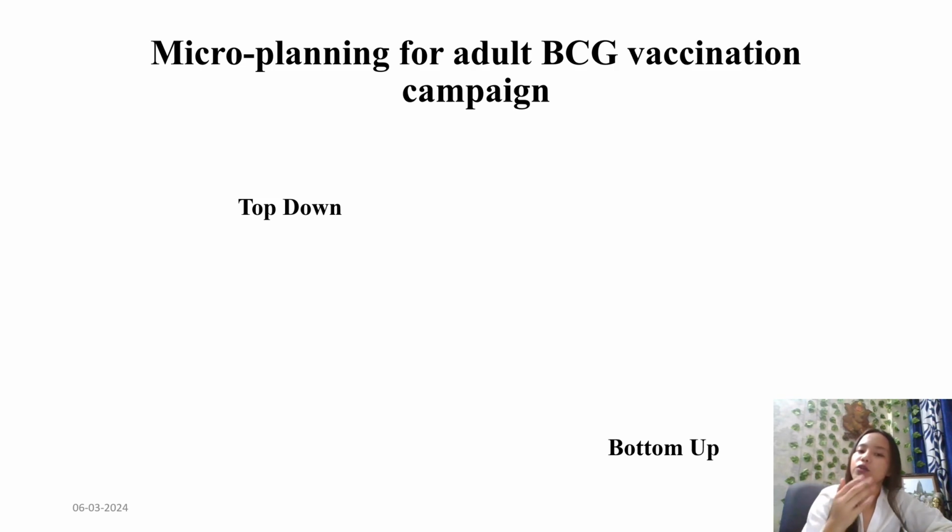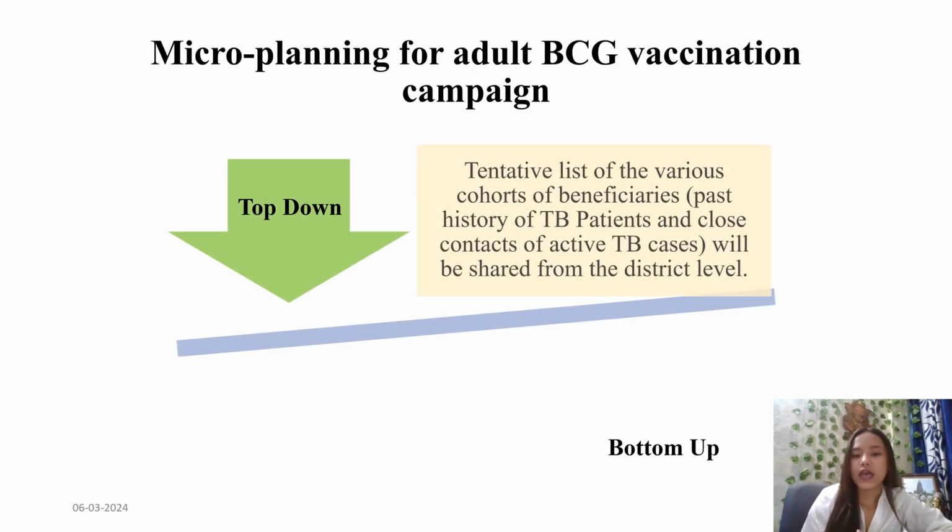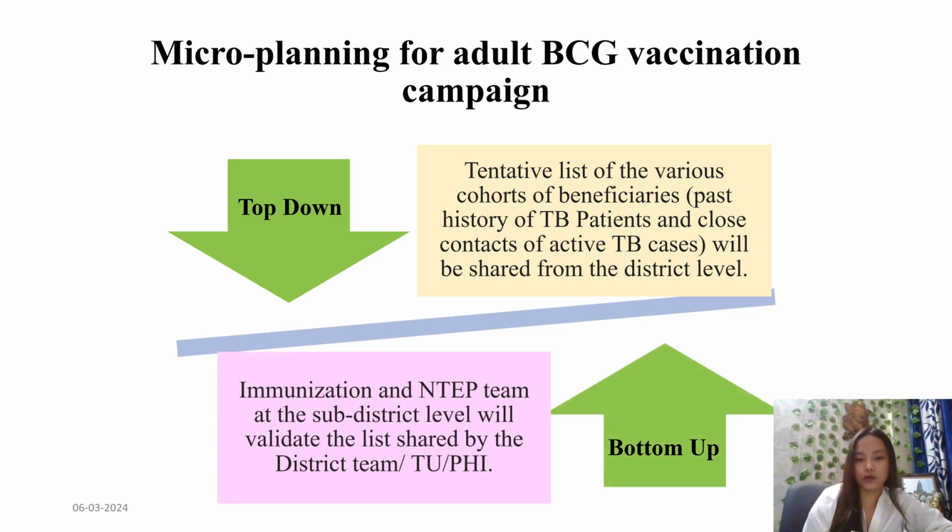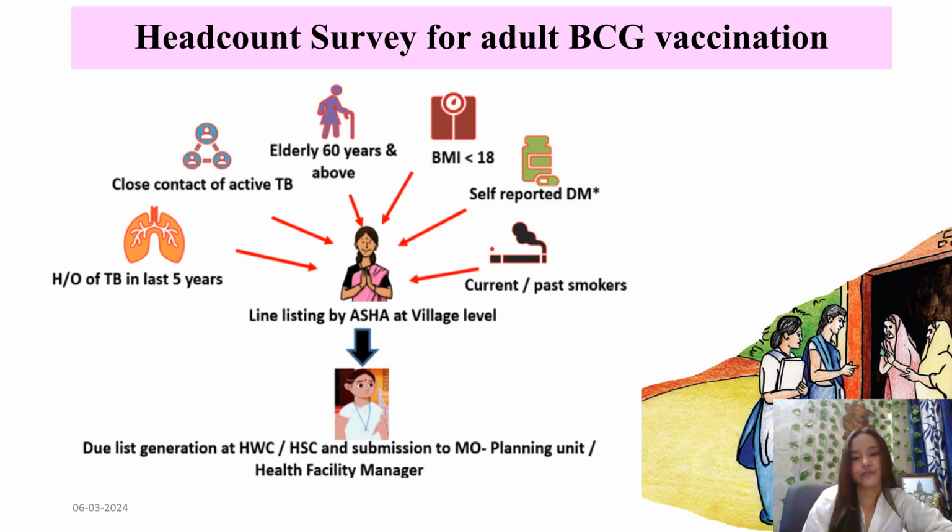This microplanning for the adult BCG vaccination campaign will be first top down, which means that the tentative list of the various cohorts of beneficiaries, which will include the past history of TB patients and close contacts of the active TB cases, will be shared from the district level, followed by a bottom-up approach wherein the immunization and the NTEP team at the sub-district level will validate the list which was shared by the district team, tuberculosis unit or the public health institute. Now, this will be followed by the headcount survey.